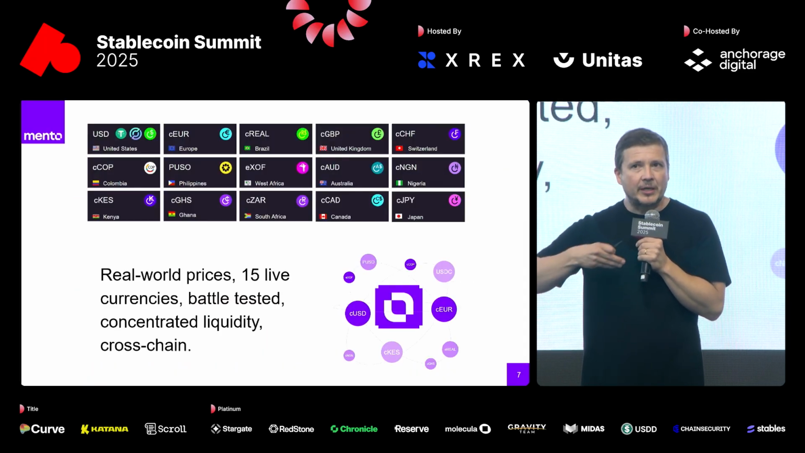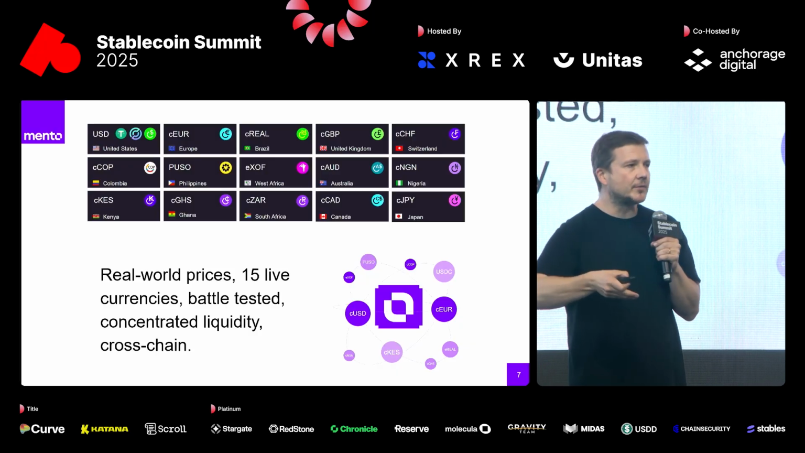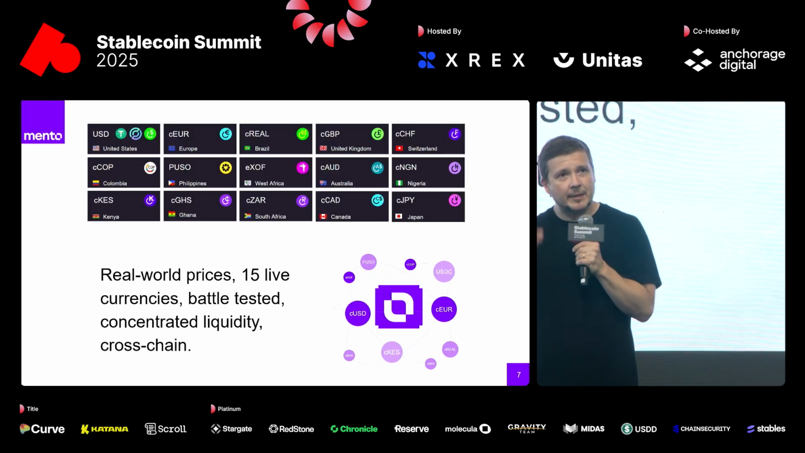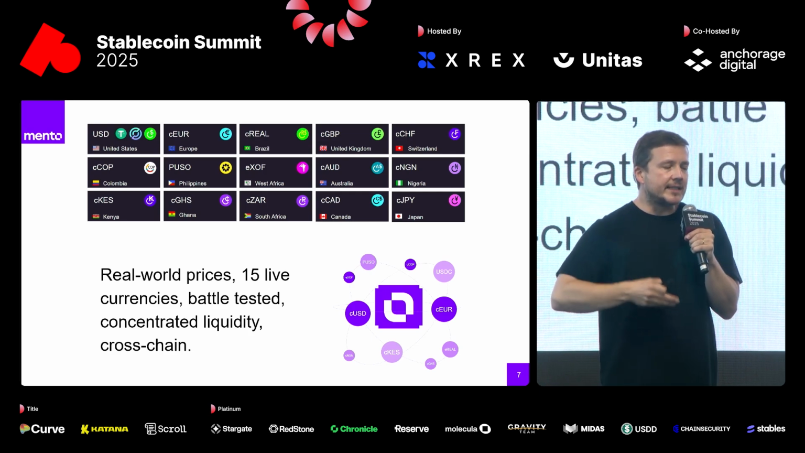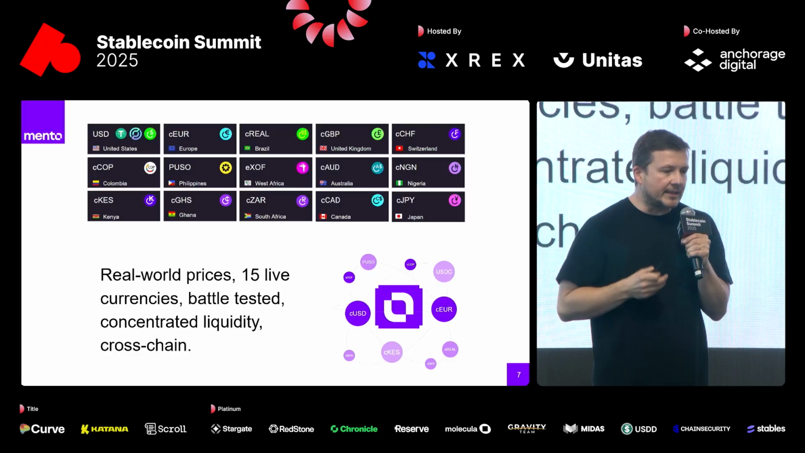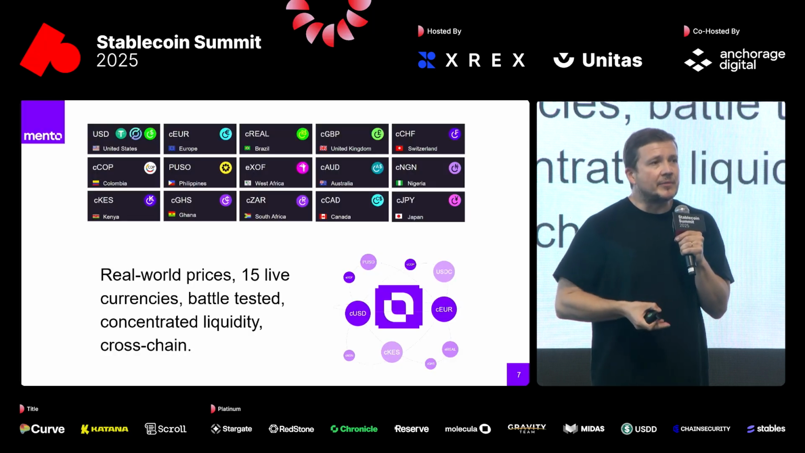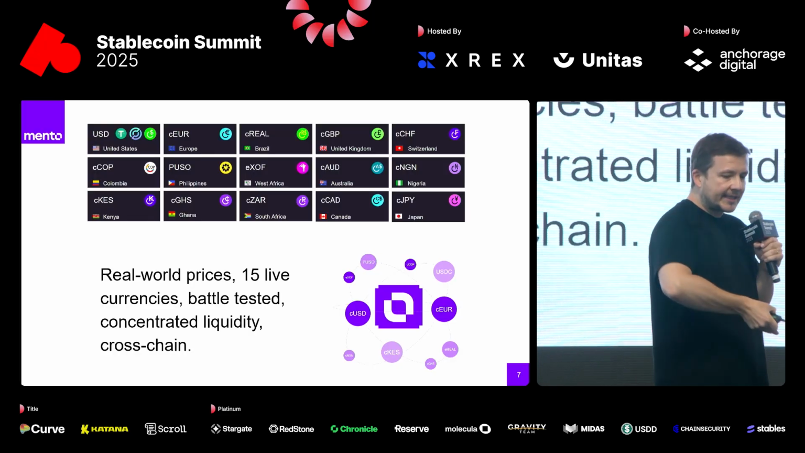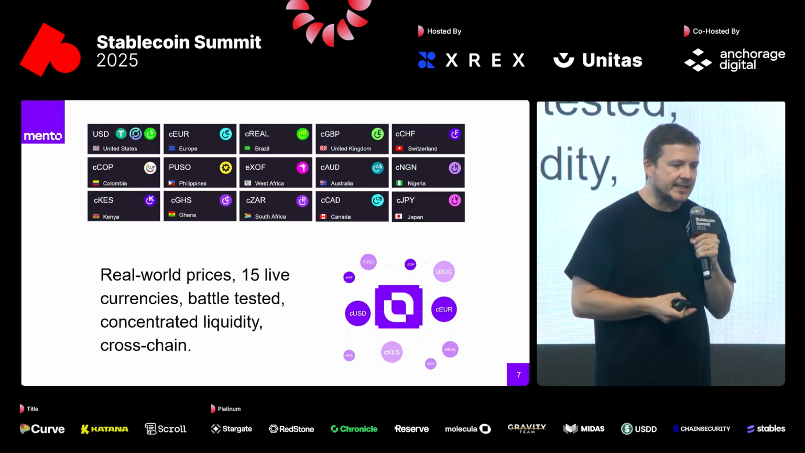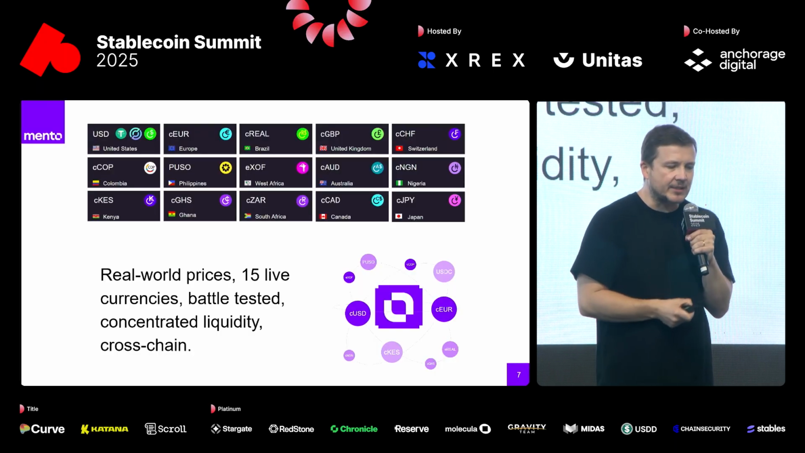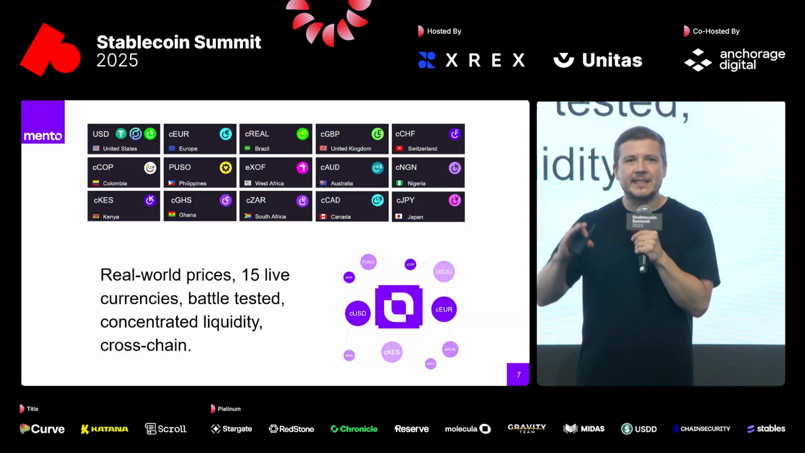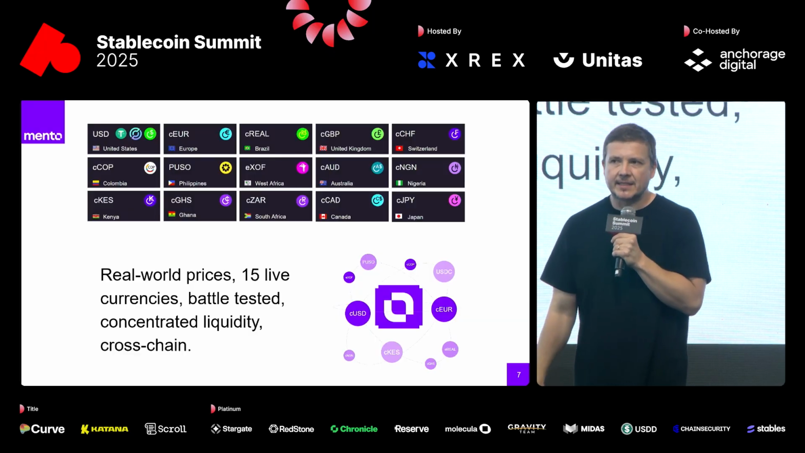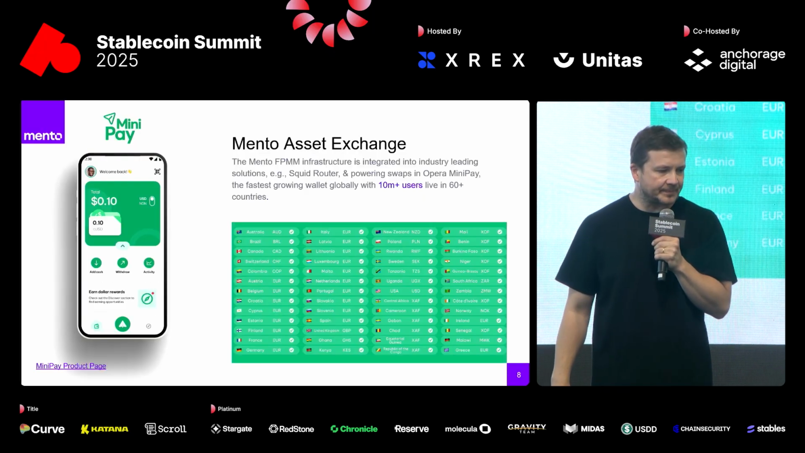With Mento, we are powering currently 15 currencies, of course the large dollar stablecoins like USDT and USDC, all the G7 currencies like a Japanese yen or a Swiss franc or British pound, but we also power a bit more exotic currencies like, for example, a Philippine peso or a Colombian peso or a Ghanaian cedi or a Kenyan shilling and many other markets where there's no direct access to FX.